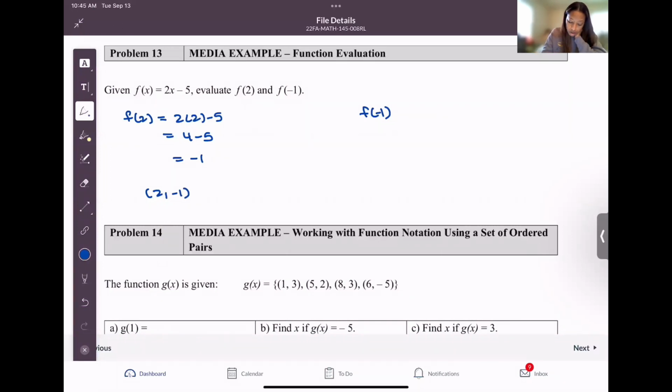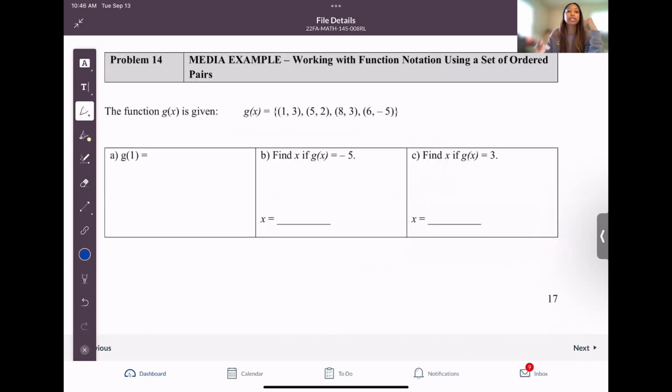Okay. What about f of -1? When we plug in -1 for x, we get 2 times -1 minus 5. That's -2 minus 5, which is -7. So f of -1 is -7. Or when we have an input of -1, the output would be -7.